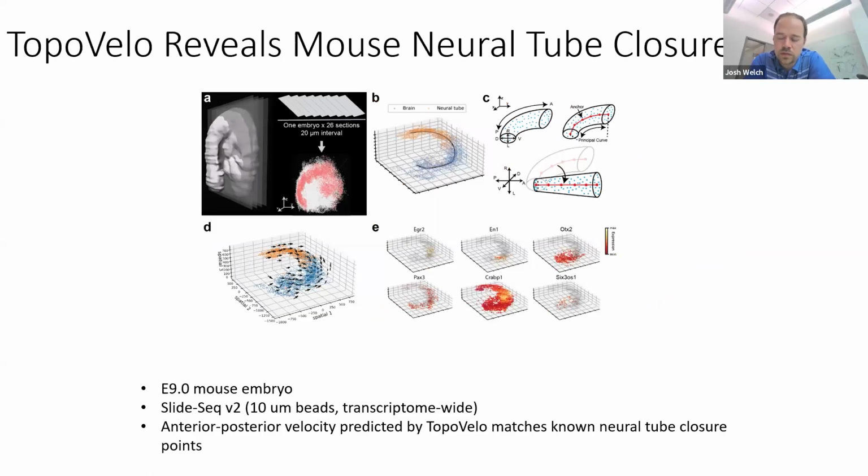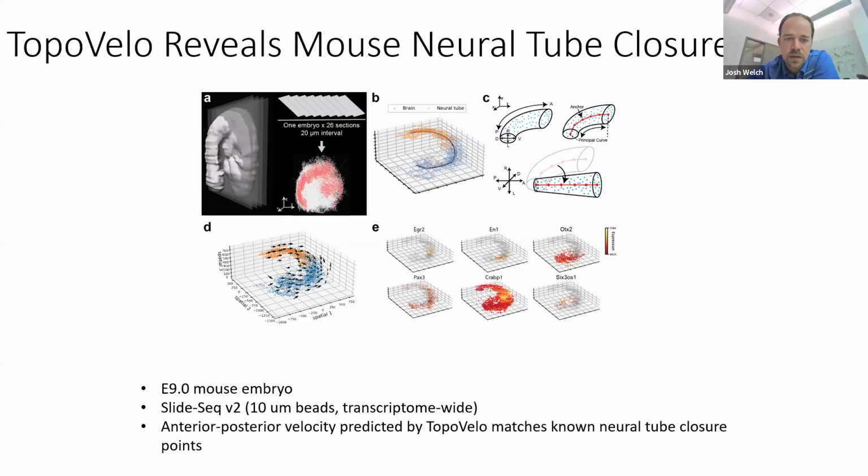So another thing that we wanted to investigate was whether we could learn anything interesting by applying our approach to a 3D spatial transcriptomic data set. We found this really nice data set where somebody performed 26 serial sections on an E9 mouse embryo and then did Slide-Seq on each of the sections. This E9 period in mouse embryonic development is the time when the neural tube is closing, which is a key time in nervous system development.